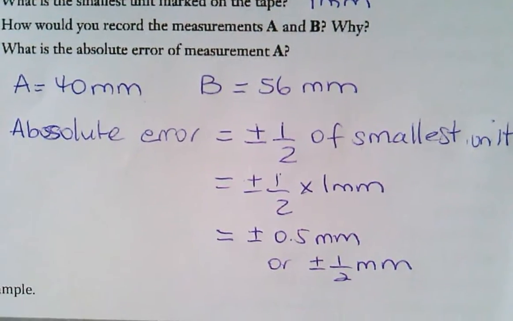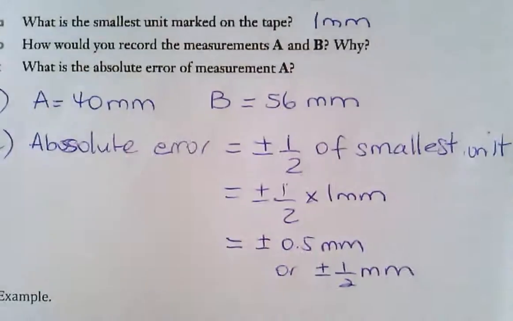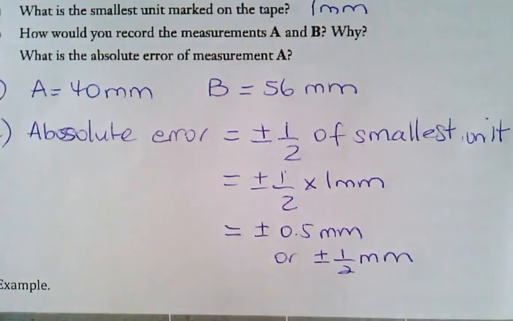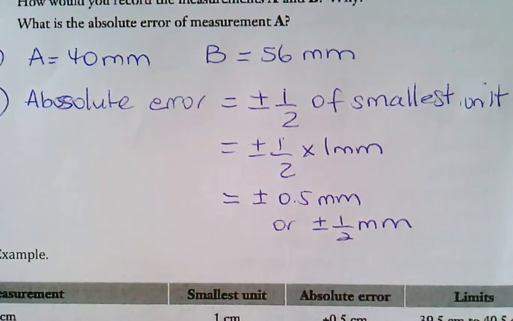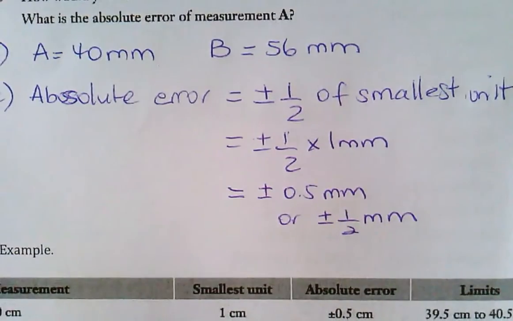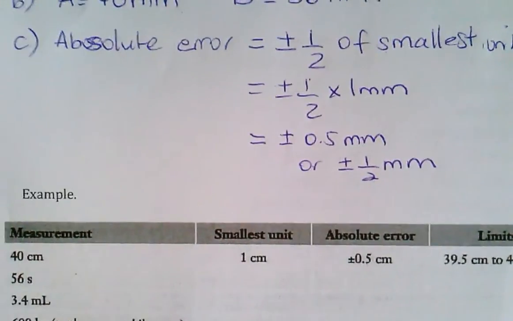Now we're going to practice and you need to listen very, very carefully. Got it? So this is what we're going to do with all these measurements in the table below. We're going to look at the smallest unit, the absolute error and the limits. What could that measurement really be? That's all we're doing. All right, let's go.